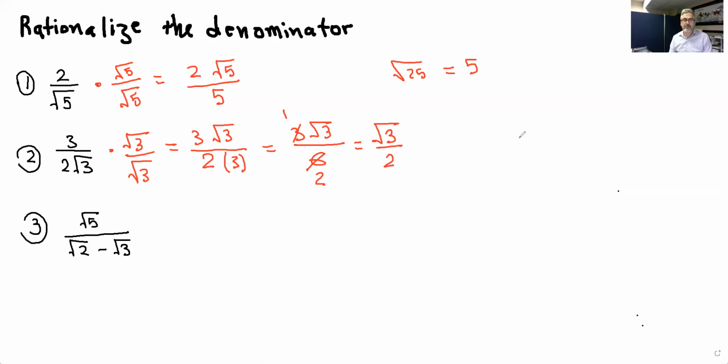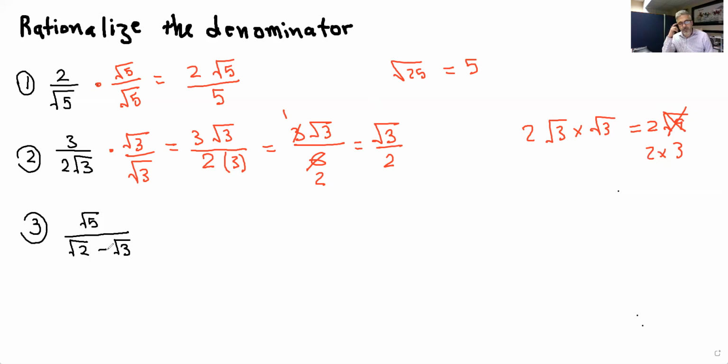So again, 2 root 3 times root 3. All you need to do here is carry the 2. Root 3 times root 3 is root 9. But root 9 is 3. So this is basically 2 times 3, which is 6. And that's your final answer right here.